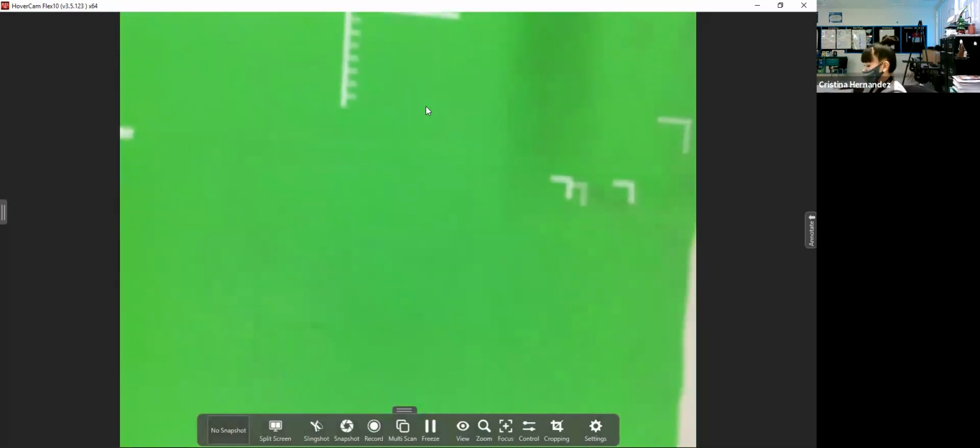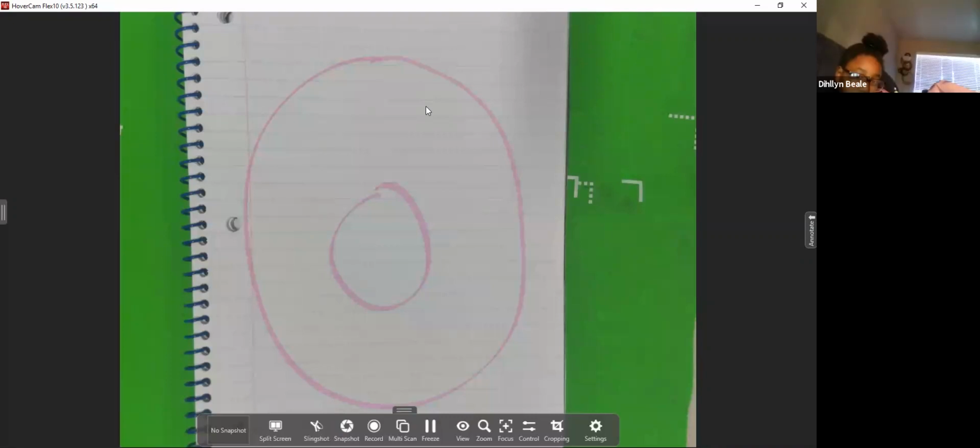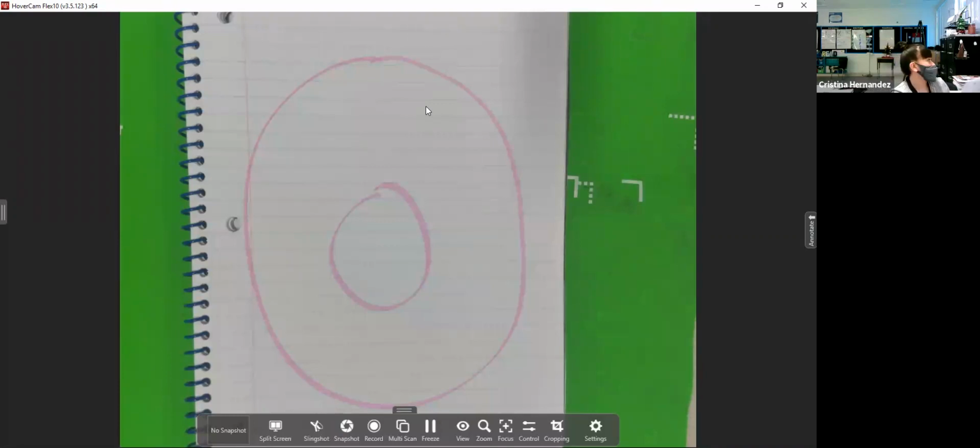Writing journals. Writing journals. Who can tell me what this is called? I know somebody knows. Who can tell me what this is called? Circle map. I heard somebody. Sophia, I think that was.